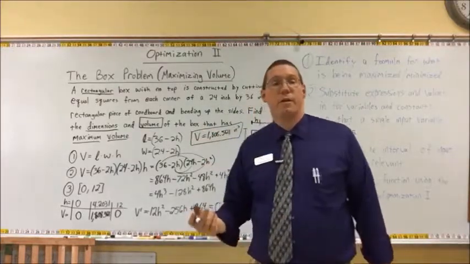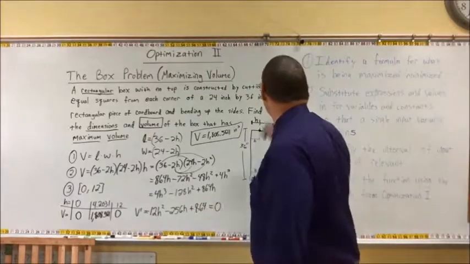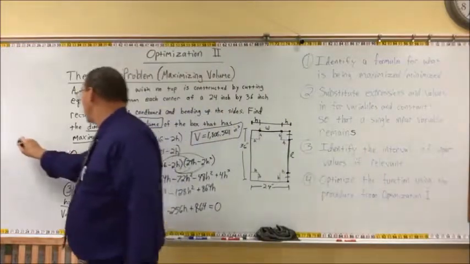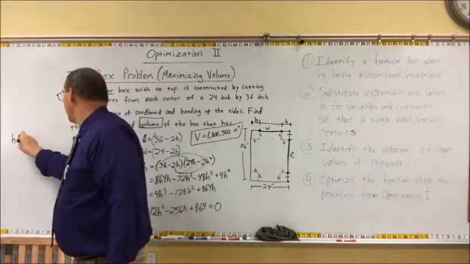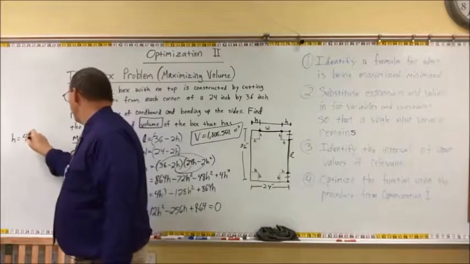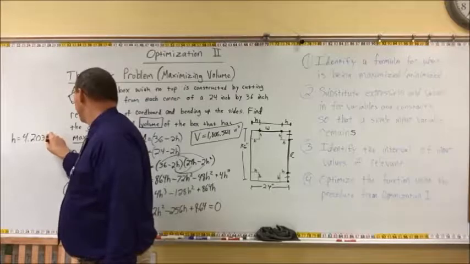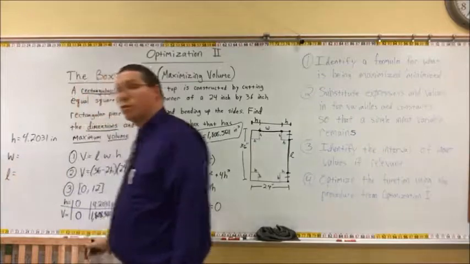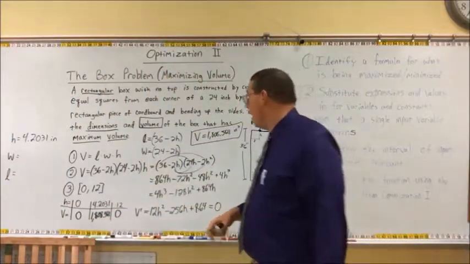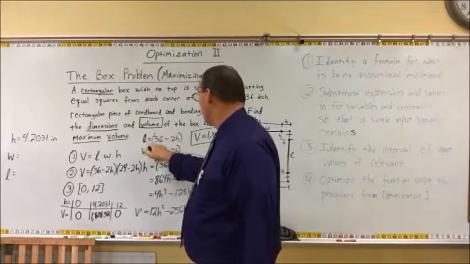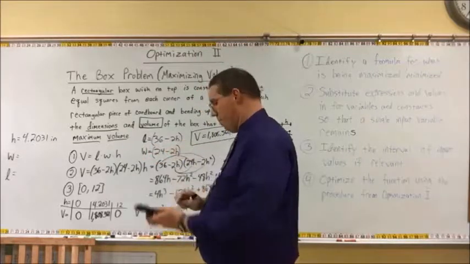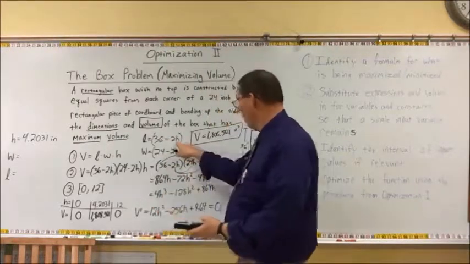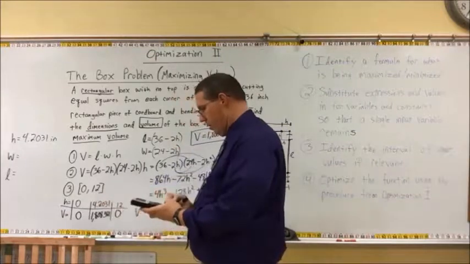Now we need the dimensions. We already know what the height is. The height is 4.2031 inches. Okay? Now we need the width and we need the length, because there's 3 dimensions. It's length times width times height. And what we'll use is these 2 formulas right here. Length is equal to 36 minus 2 times h. So 36 minus 2 times, and h is 4.2031.